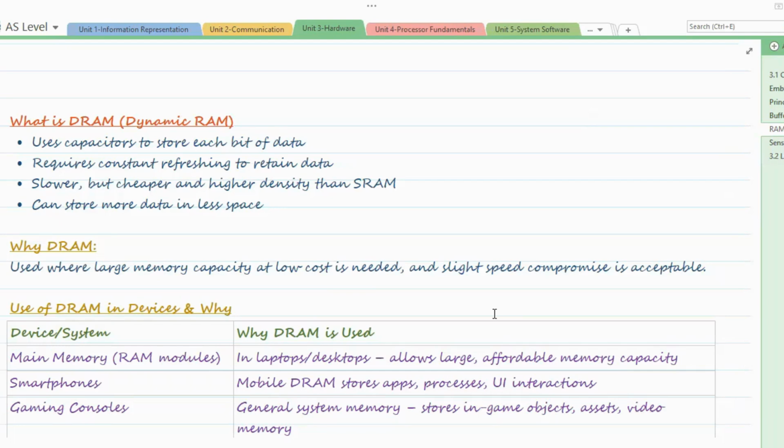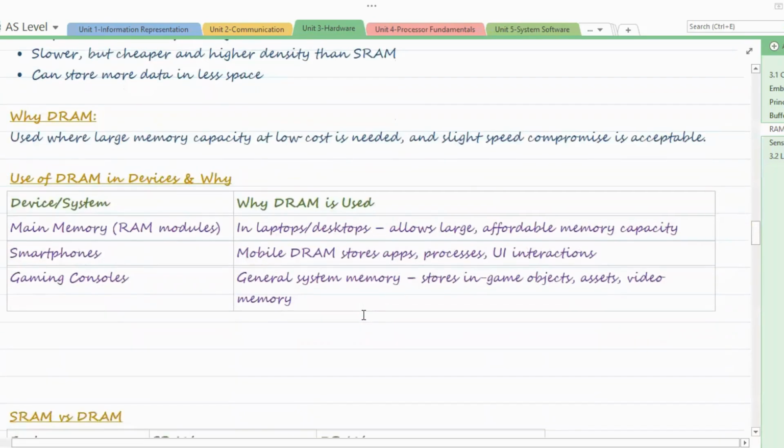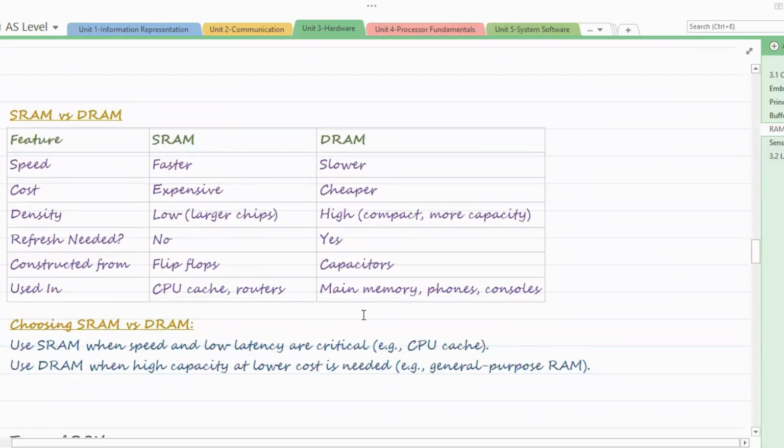Because it is less expensive and can store larger amount of data, DRAM is commonly used as main memory in computers, right? Now I'm just showing you comparison table of SRAM versus DRAM. Just have a look, because sometimes there are questions in paper to have a comparison of SRAM and DRAM. So this table will help you in answering all those questions.